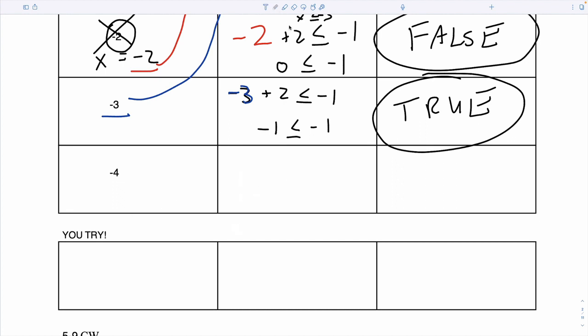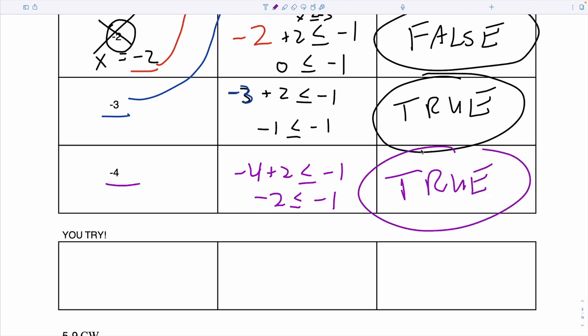Try negative 4. Negative 4 plus 2. Is that less than or equal to negative 1? Negative 4 plus 2, bad guys win. Is negative 2 less than negative 1? Thumb up or thumb down. That is a true statement. This should be true as well.